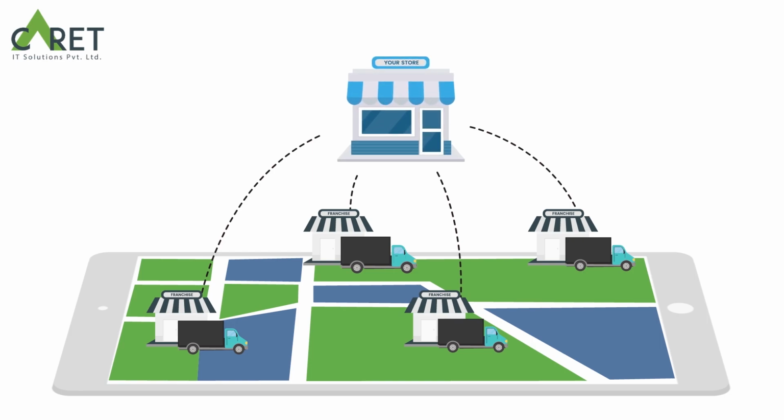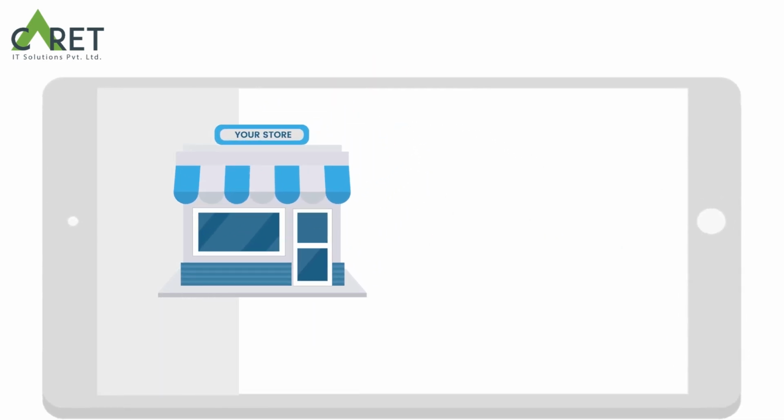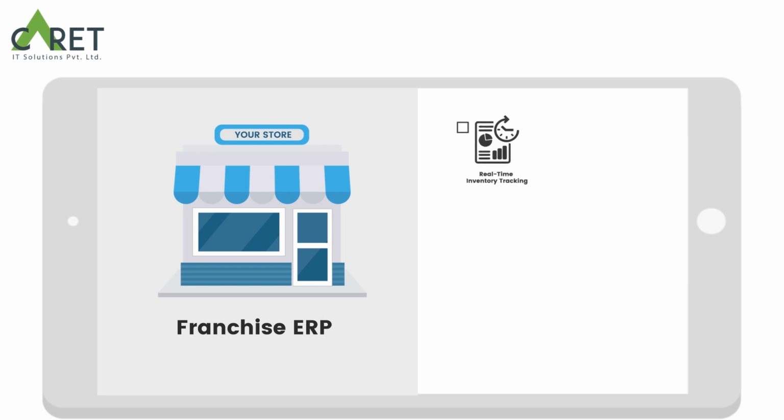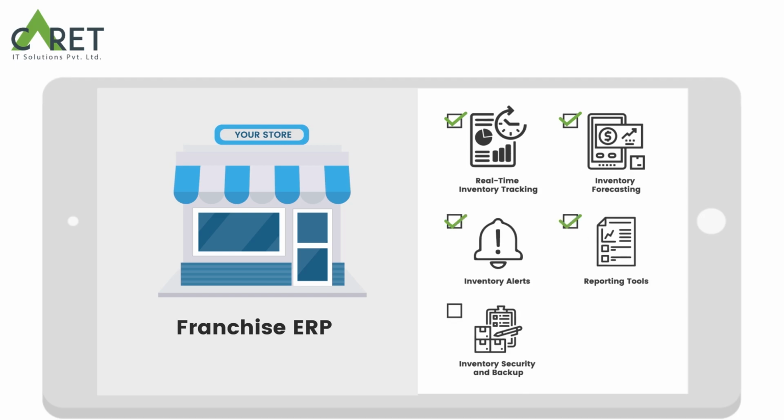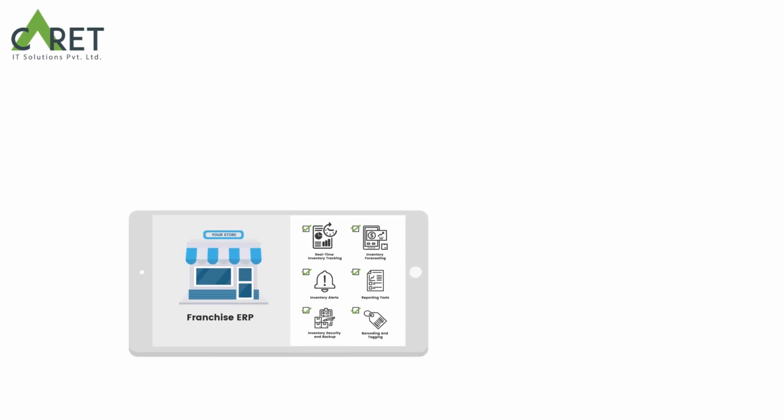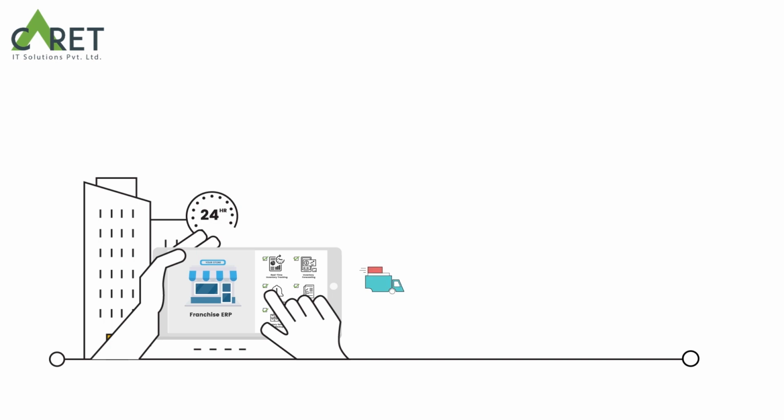Our software solution gives a complete visibility into inventory at the company-wide and individual franchise levels with real-time inventory tracking, inventory forecasting, inventory alerts, inventory tools, inventory security and backups, barcode and tagging, POS enabled. By all this, you can directly connect your chain of suppliers and streamline the process of placing purchase orders.